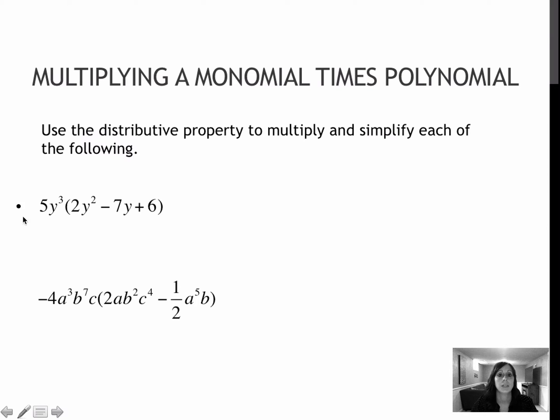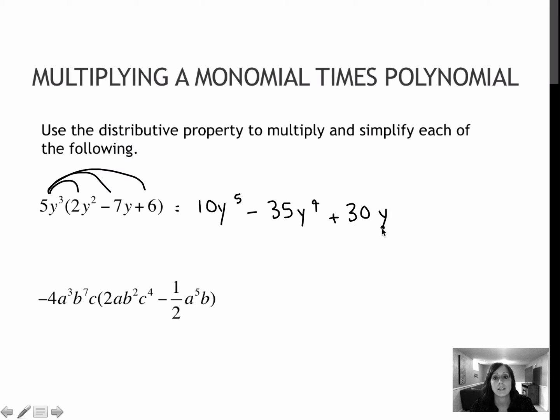Here's another. Again, just good practice. Multiply numbers. So 10, add exponents. 3 plus 2 gives me y to the 5th. 5 times minus 7 is minus 35. Add exponents to get y to the 4th. And 5 times 6 is 30. And didn't have to add exponents to get y to the 3rd.